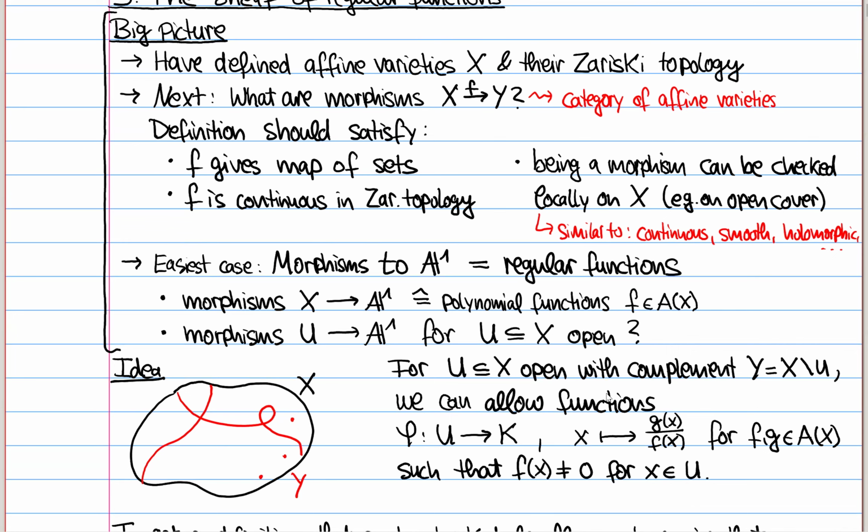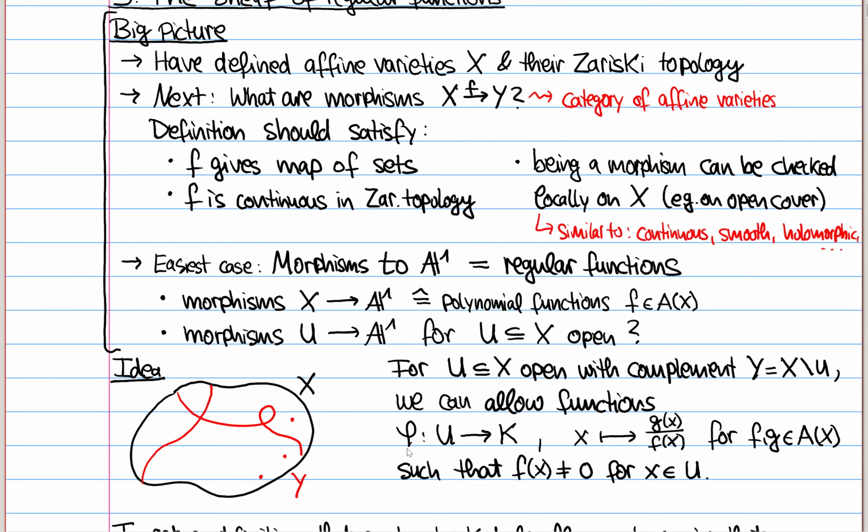And the central idea here is, let's say you're given this X, and then U inside there, which is the complement of some affine subvariety Y. So we want to define a function on the complement of this red part. And of course, if you are given a polynomial function on all of X, this will also give you, by restriction, a function on this open part. But you have a bit more freedom in this case, because you can sometimes define functions on this open part which would not extend to a function on all of X.